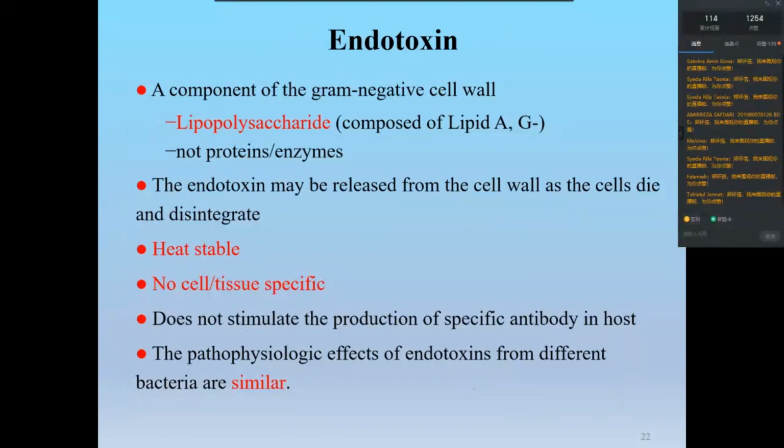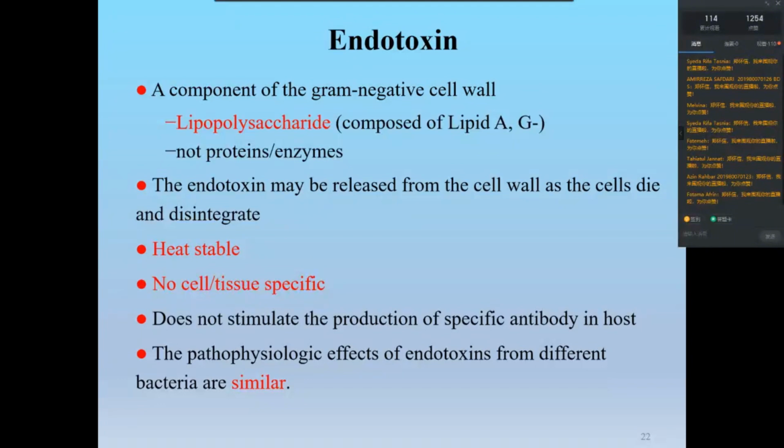The endotoxin may be released from the cell wall as the cell dies. So usually when the cell is alive, endotoxin is a structural component of the cell wall. That is why we call it endotoxin, because it's on the cell wall. But when the cell dies, it will be released. And once it's released, it can carry out its function or can affect the host cell, host body.